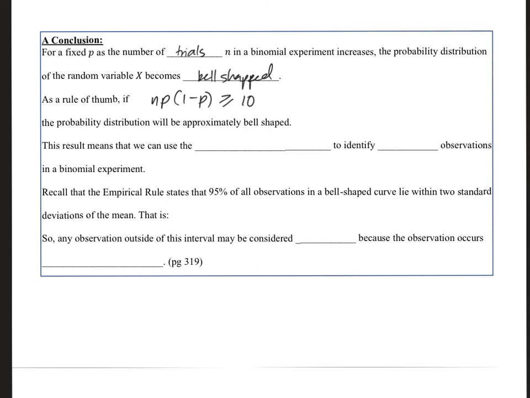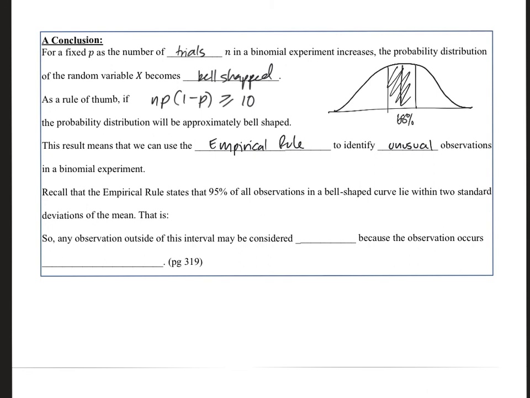This is very good to keep in mind. Why do we care if it's bell-shaped? Well, this result means that we can use the empirical rule to identify unusual observations in our binomial experiment. Remember, we could only use the empirical rule on bell-shaped distributions. The empirical rule talks about the number of standard deviations away and the area associated with those. So if you went 1 standard deviation away, you would get 68% of the data.